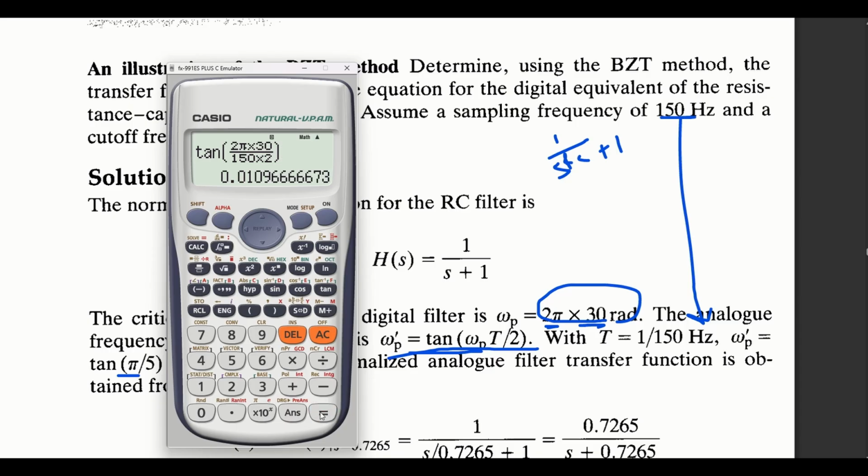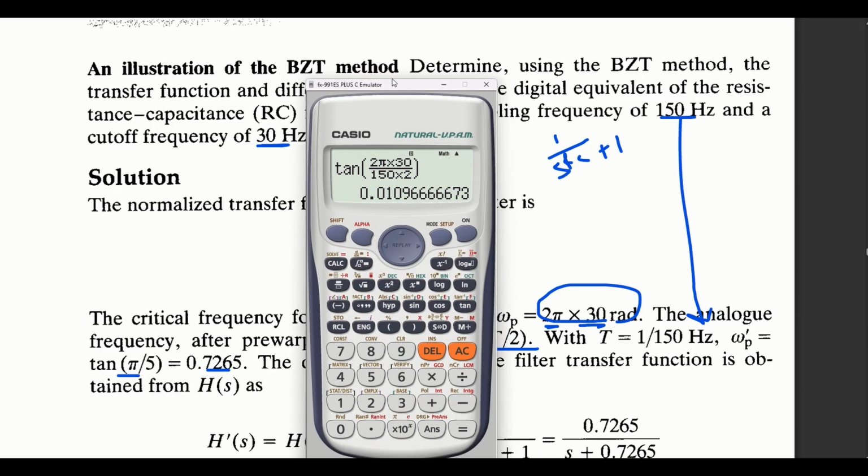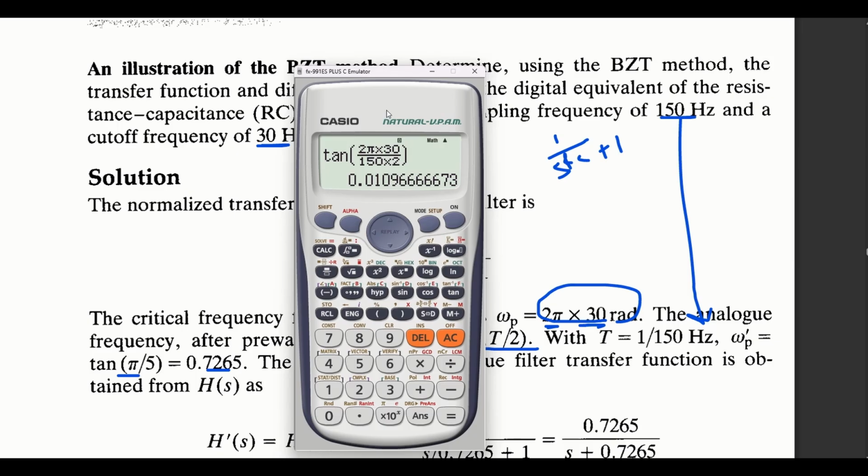Now when I punch this into the calculator, you realize I get 0.01, and that is wrong. The answer is supposed to be around 0.7625. That's the simple error of being in degrees, not in radians. So you have to change your mode to radians and do the calculation again, and you will get it. That's one thing you should take note of.